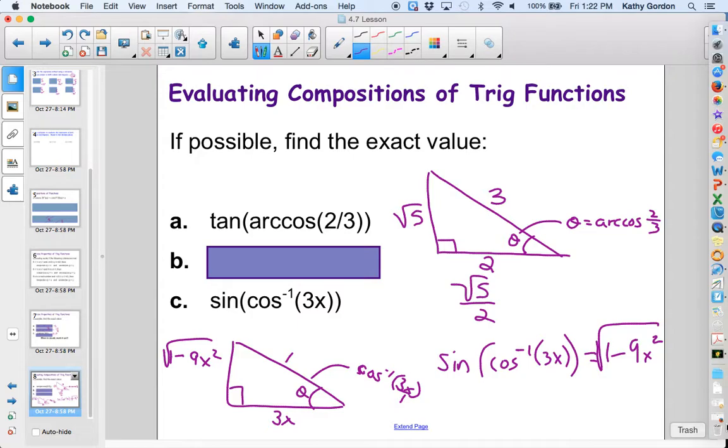So when you get situations where you're doing compositions with different trig functions, you have to think in terms of the triangle. When it's the same trig function, inverse sine with sine, inverse tangent with tangent, then you just have to think through, can I just cancel? Or do I have to actually work it out? And those will probably be numbers from the unit circle that you can actually work out.